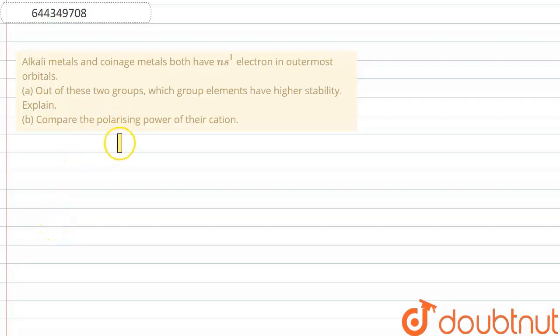Hello everyone, let's start the question. The question says that alkali metals and coinage metals both have ns1 electron in the outermost orbital. First part is, out of these two groups, which group element have higher stability? And explain that. Now second part is, compare the polarizing power of their cation, right?